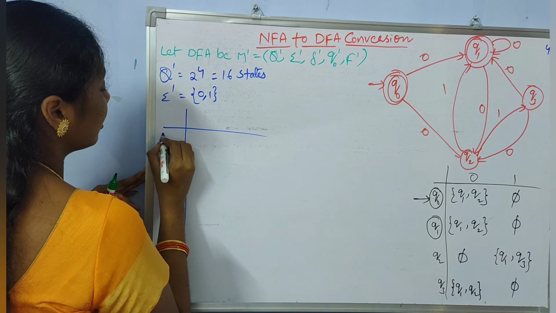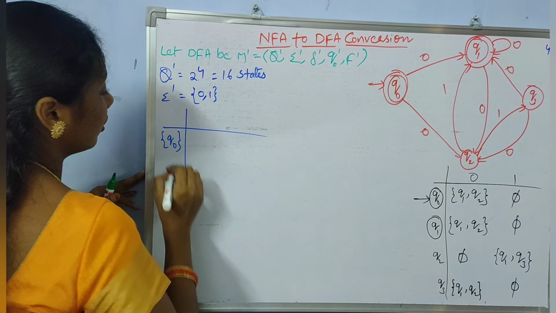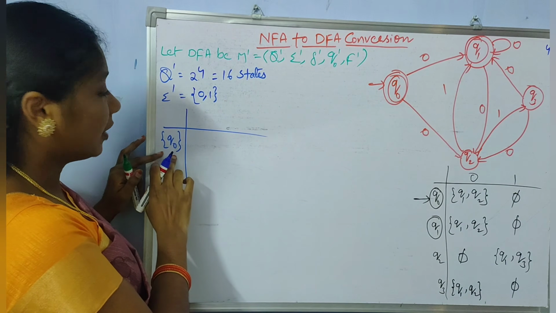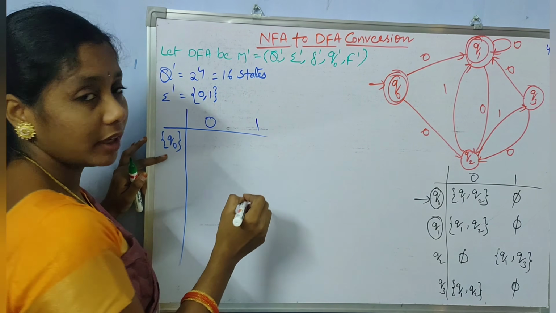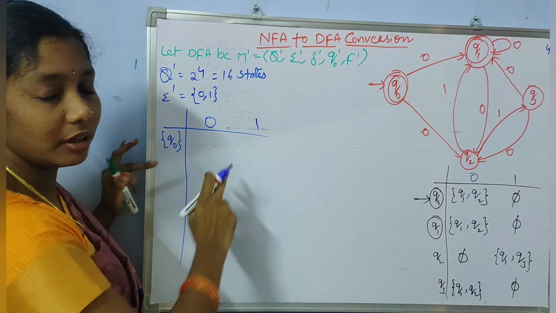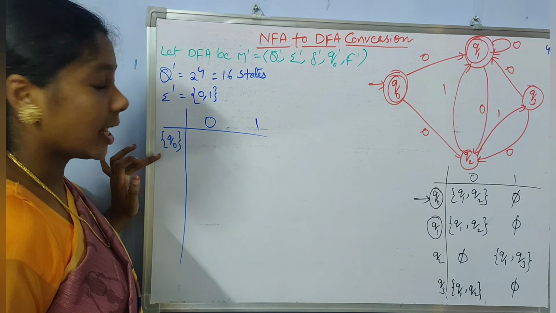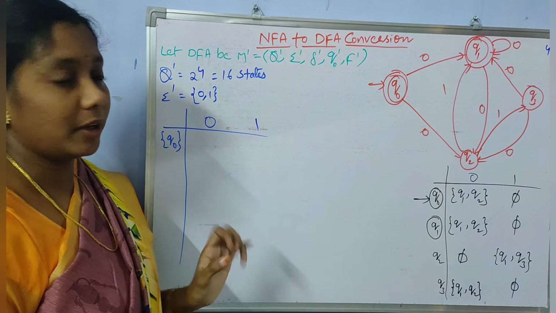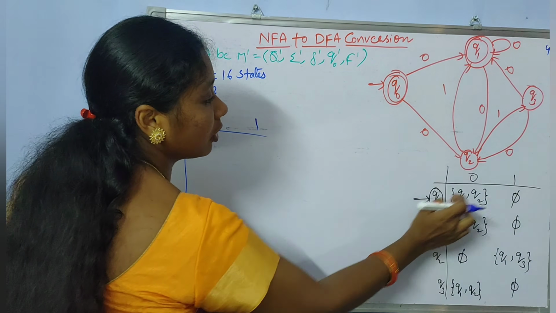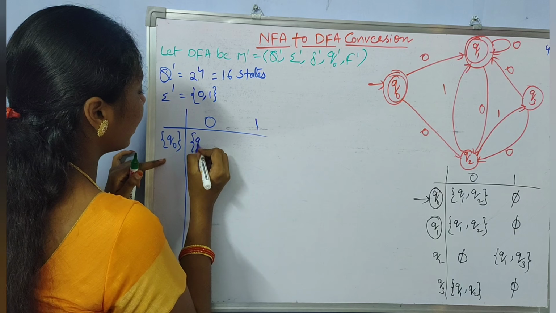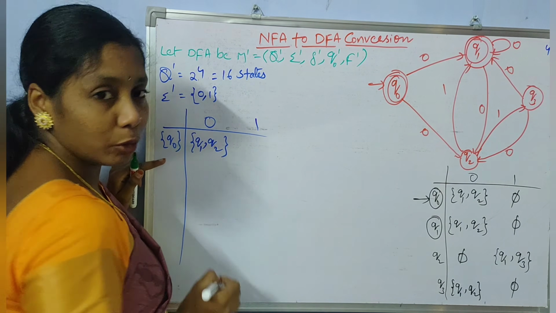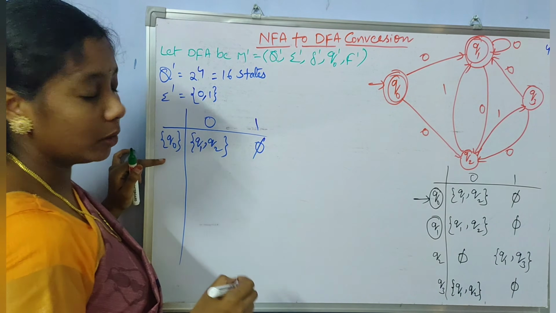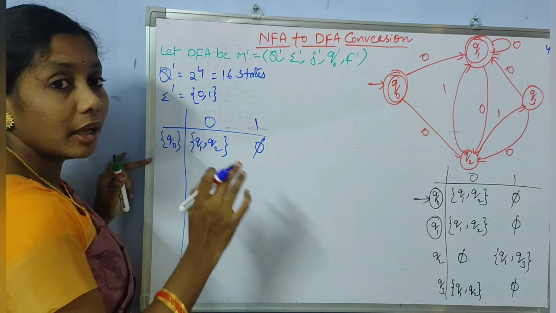Let us start with the state Q naught. For a single state we need to consider the inputs 0 and 1. According to subset construction, if a transition is on a single state, then we can directly take the transition of the NFA. So Q naught on 0. From the NFA, Q naught on 0 goes to Q1, Q2, so we can directly take the transition Q1, Q2. Q naught on 1 is 5, so here also I am writing 5.